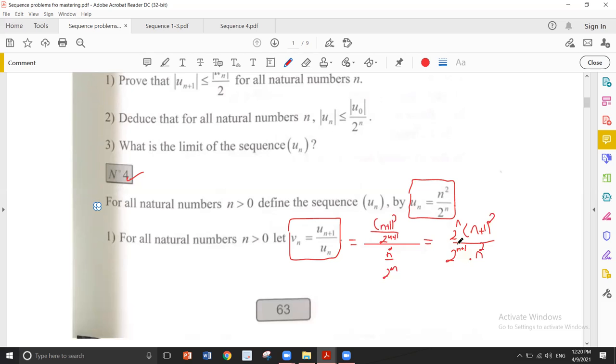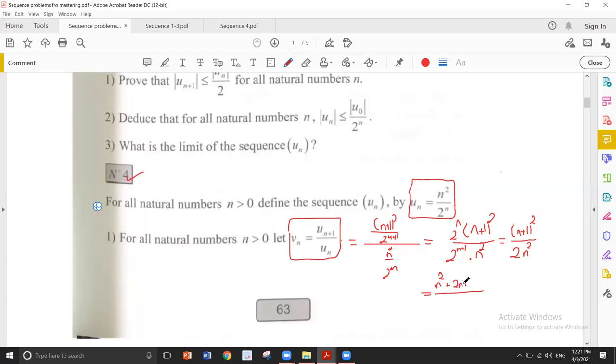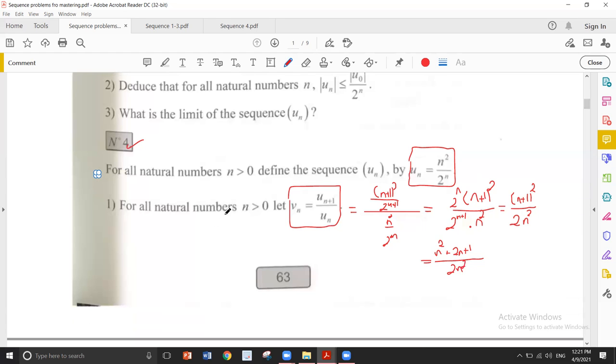If we simplify 2 to the n over 2 to the n plus 1, what remains is 2. So n plus 1 squared over 2n squared, which equals n squared plus 2n plus 1 over 2n squared. Okay, did you write this? Yes. It is done? Yes.